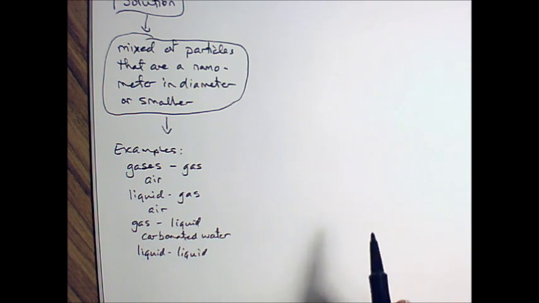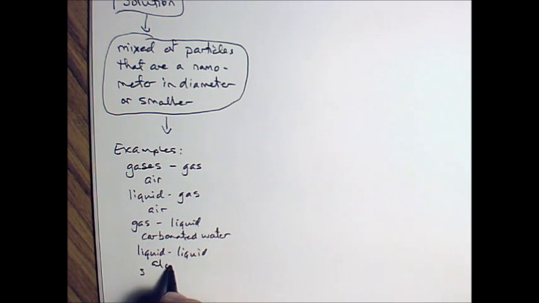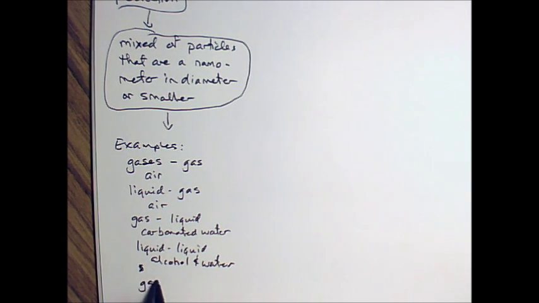All right. So an example of a gas dissolved in a solid. First of all, let's do a solid dissolved in a liquid. Liquid dissolved in a liquid is alcohol. So gas in a liquid is carbonated water. All right. Then you could do a gas dissolved in a solid. What would be an example of a gas dissolved in a solid? I don't know what that would be. No clue.